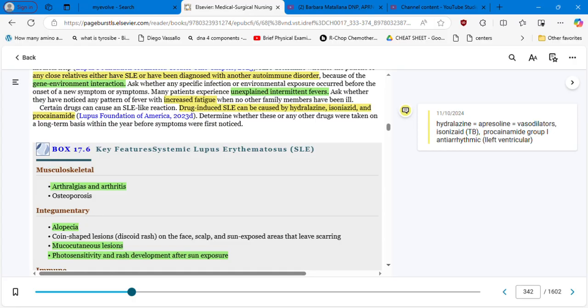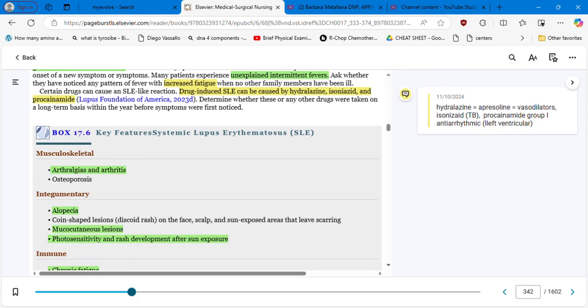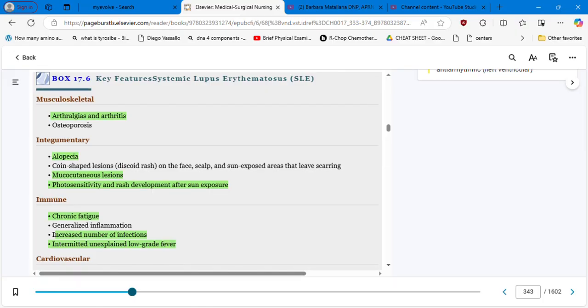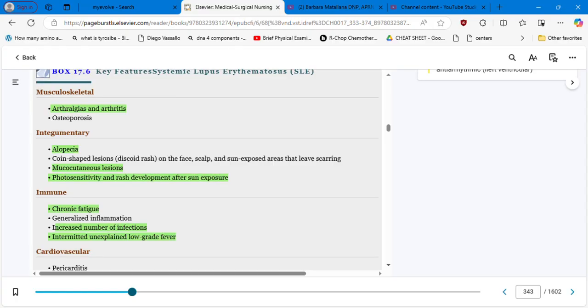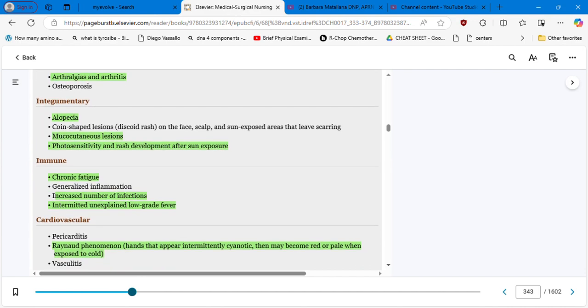Drug induced SLE can be caused by hydralazine, which is a blood pressure medication, isoniazid, which is your TB medication, okay, and procainamide, okay, which is your antiarrhythmic for the left ventricular medication. Key features for systemic lupus erythematosus, SLE, you see the musculoskeletal, arthritis, also osteoporosis could be a causative agent or something related to the lupus.